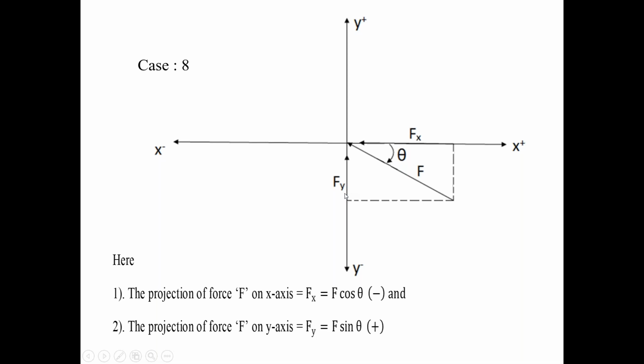Now bring the pen onto the y-axis. Check the pen nib direction. In this eighth condition on y-axis, the pen nib is in upward direction. This upward indicates the projection Fy direction is towards the positive y-axis. Since the force F makes the angle theta with x-axis, Fx is equal to F cos theta, Fy is equal to F sin theta. Fx is negative projection, Fy is positive projection.